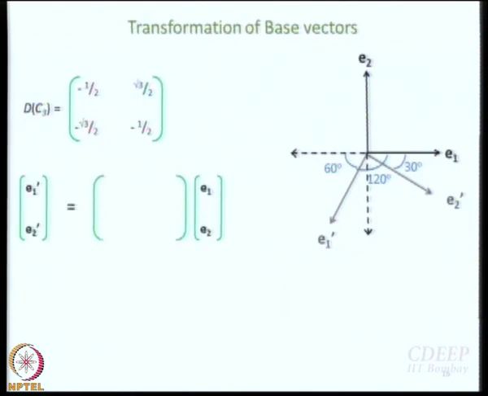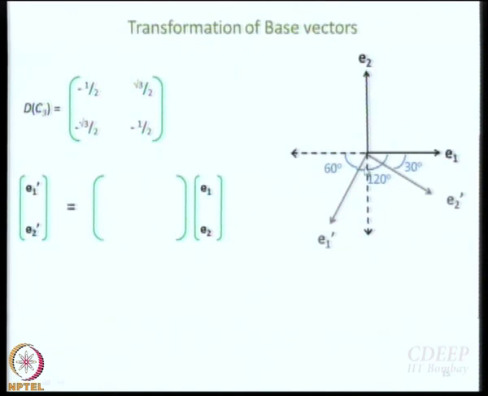Now it should be very easy to fill into this matrix. I want to write it as E1 dashed equal to A into E1 plus B into E2. How will I do it? Simple vector addition, components should do the trick. All I have to work out is what is the E1 component of E1 dashed, what is the E2 component of E1 dashed, and the components will be written here, isn't it?